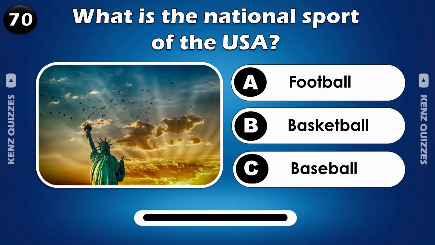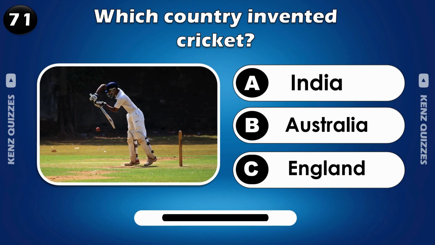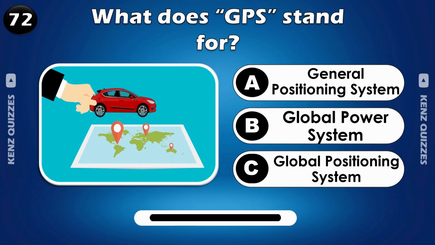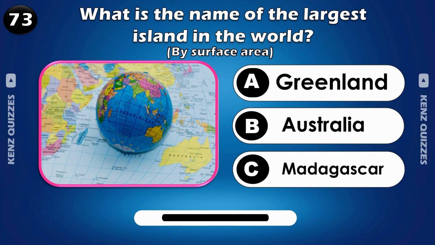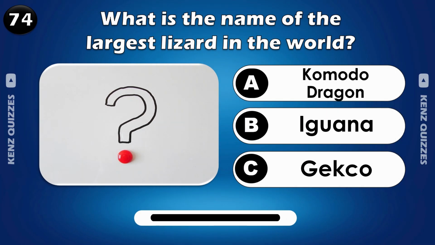Boxing. What is the national sport of the USA? Baseball. Which country invented cricket? England. What does GPS stand for? Global Positioning System. What is the name of the largest island in the world? Greenland. What is the name of the largest lizard in the world?